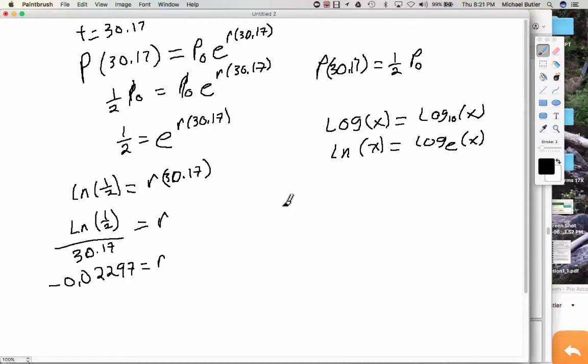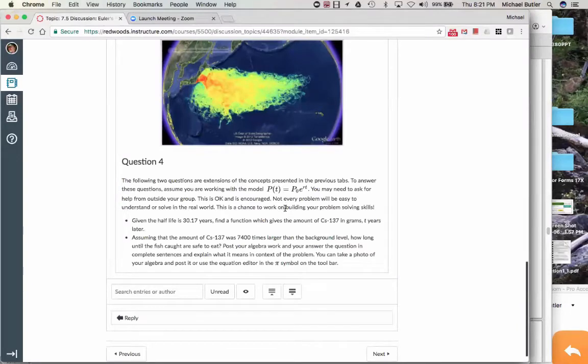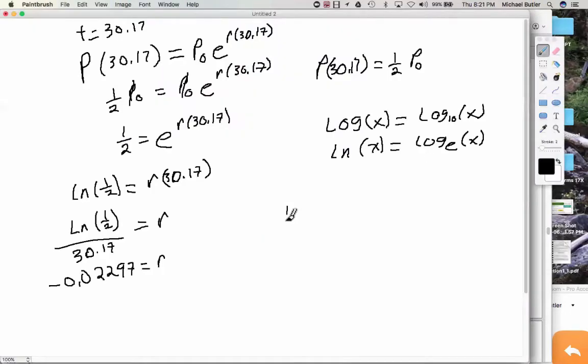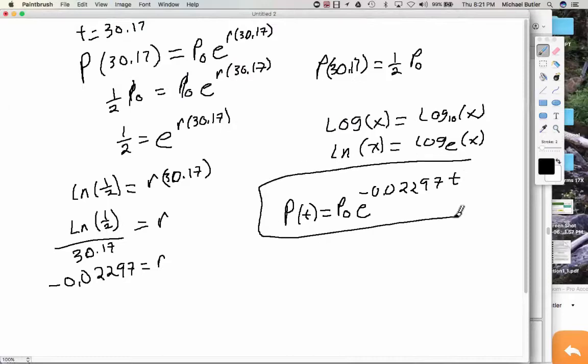So all of that finally gets us the first bullet point: P of t is equal to P sub 0 e to the negative 0.02297 t. So that's the exponential model that describes the decay of cesium-137, which happened to be one of the nasty isotopes that came out of the Fukushima reactor.